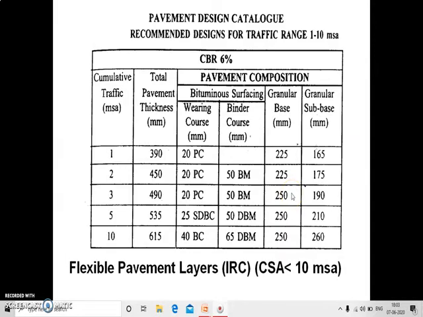See, the cumulative number of standard axles should be less than 10 million standard axles. You have to see this one on the x-axis. You have to plot the graph of traffic in million standard axles. On the y-axis you have to plot the thickness composition in mm. You have to see 1, 2, 3, 1, 2, 3, 5, 10, and then 200, 400, 600, 700. The CBR percentage is 6%.